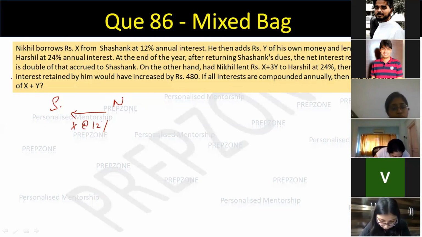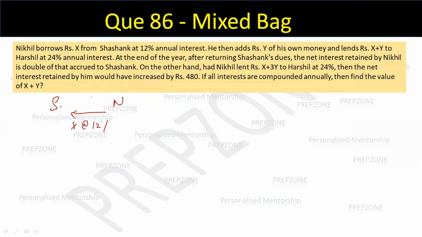Now the question says, then he adds rupees y of his own money and lends rupees x plus y to Harshal. Okay. So then we have another third person here, H. So now what is he doing? He is giving to Harshal by adding y rupees at the rate of 24%. Okay, which means the net income he gets will be x plus y at the rate of 24%, and the cost he has to pay will be x at the rate of 12%, right?